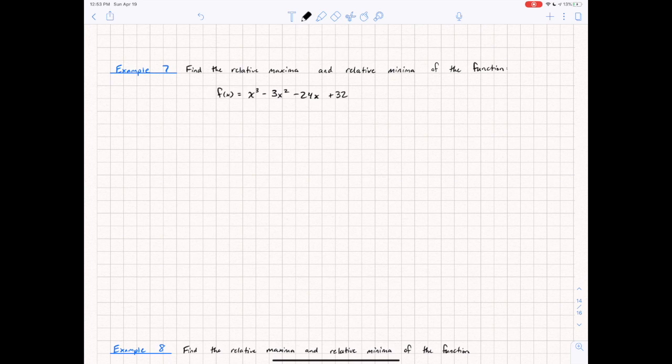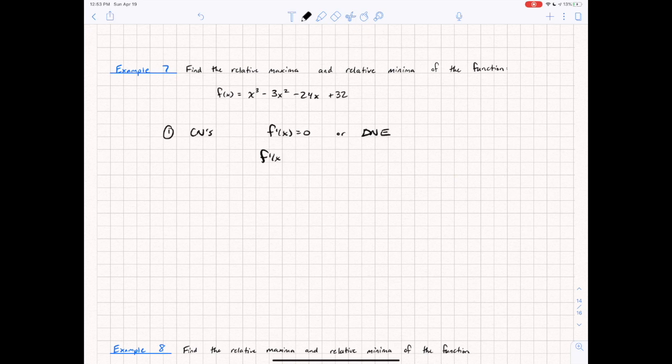It's just a straight up polynomial. Same directions, find the relative maximum and the relative minimum of the function x to the 3rd minus 3x squared minus 24x plus 32. All right, so again, I'm going to use the first derivative test. This means I need to find my critical numbers. That's going to be my first step. Again, this occurs where the derivative is equal to 0 or the derivative does not exist.